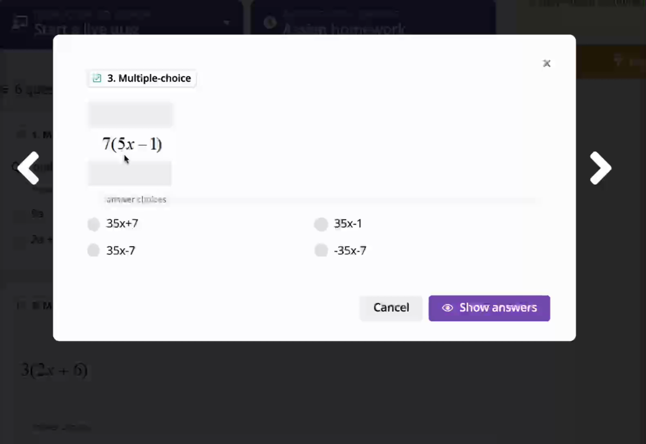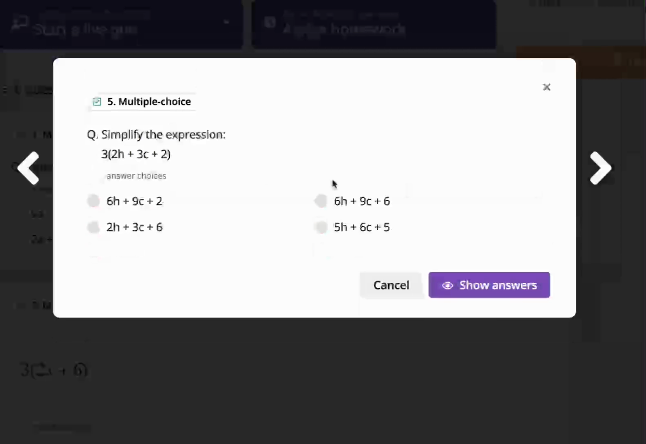Okay, 7 times 5x is 35x, and 7 times 1 is 7. And don't forget to use the same sign, minus. So 35x minus 7. 8 multiplied by 3x minus 1. So 8 times 3x is 24x, minus 8 times 1 equals 8. Simplify the expression, multiply 3 by the first term and the second term and also the third term. So 3 times 2h is 6h, 3 times 3c is 9c, 3 times 2 is 6. Any problems?